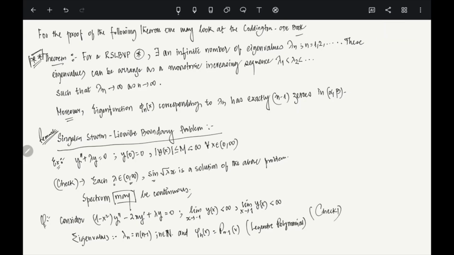I hope this is clear. What I am trying to say is that whatever theorems and properties we have proved are all for the regular Sturm-Liouville boundary value problem. In the next video, we are going to talk about a different kind of Sturm-Liouville boundary value problem, which is called the periodic Sturm-Liouville boundary value problem. With this, I am going to end this video.